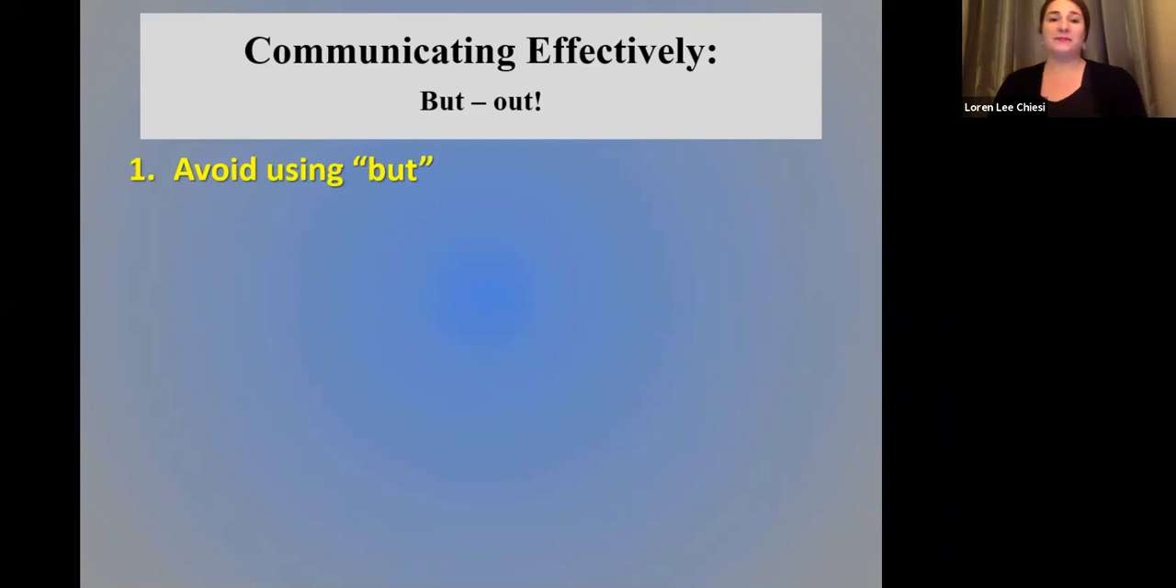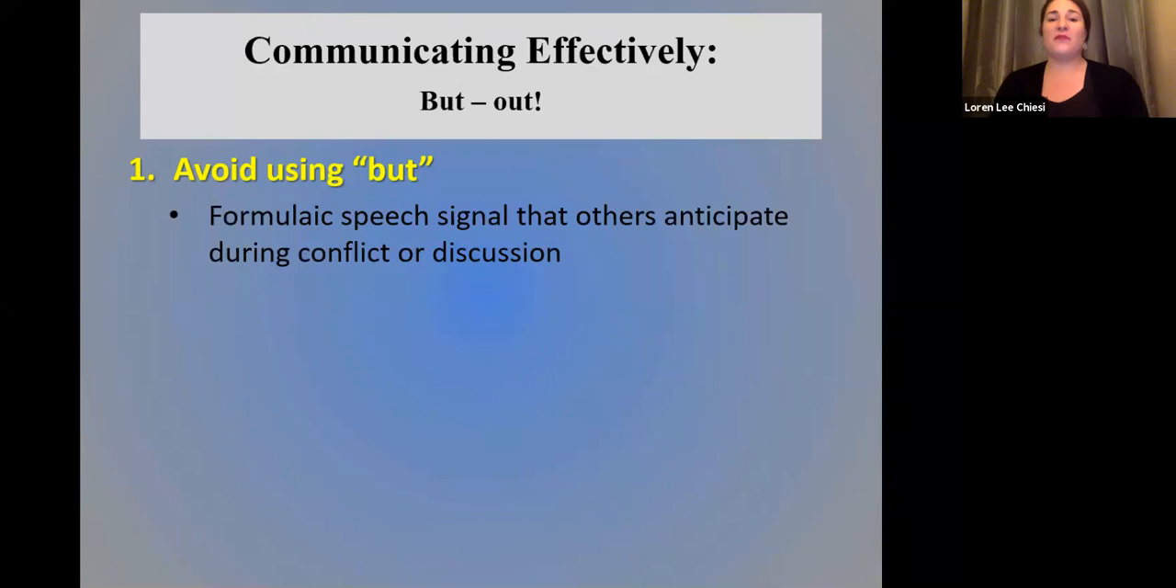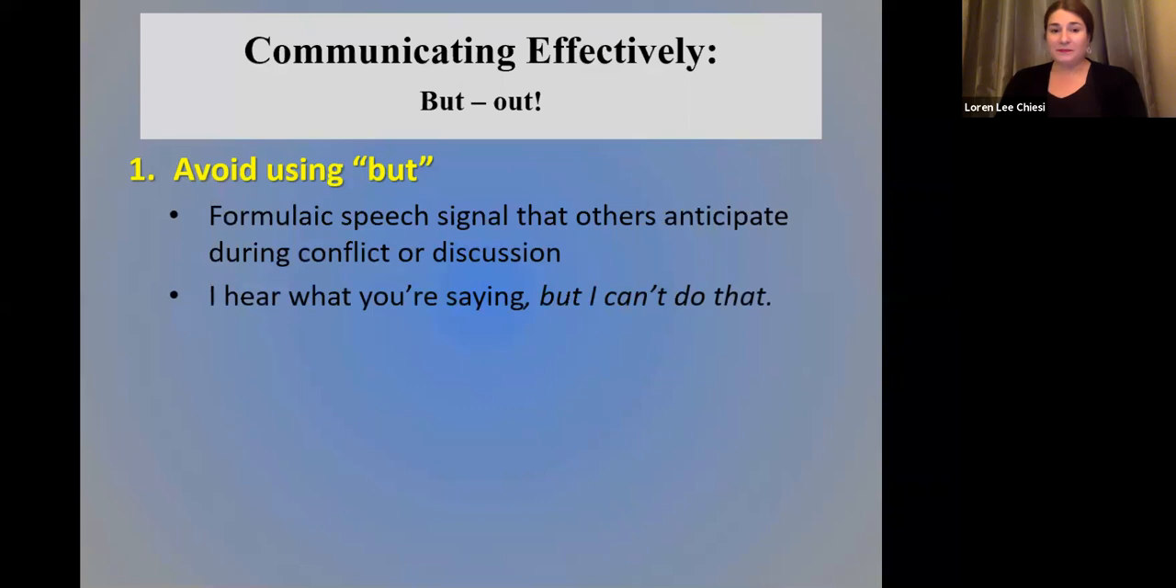So, "but" is a type of formulaic speech that signals to other people that there's going to be a conflict, or there's going to be something you're going to bring up that might conflict with what they are saying or what they're doing. And "but" is just a word that helps them to anticipate that. Instead, we're going to look at other words that you can use instead of "but", so that it takes out that anticipation and allows the person to actually hear what you're offering.